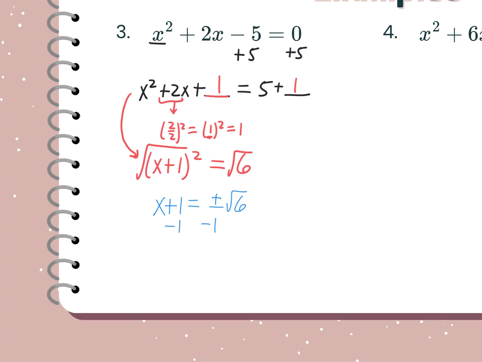We're going to subtract 1 on both sides, and then I get x equals negative 1 plus or minus the square root of 6. All right, now the very last thing you want to do is check if the radical can be simplified. In this case, the square root of 6 cannot be simplified, so we're good. 6 is not a perfect square, and it doesn't have any factors that are perfect squares, so I would leave it alone.